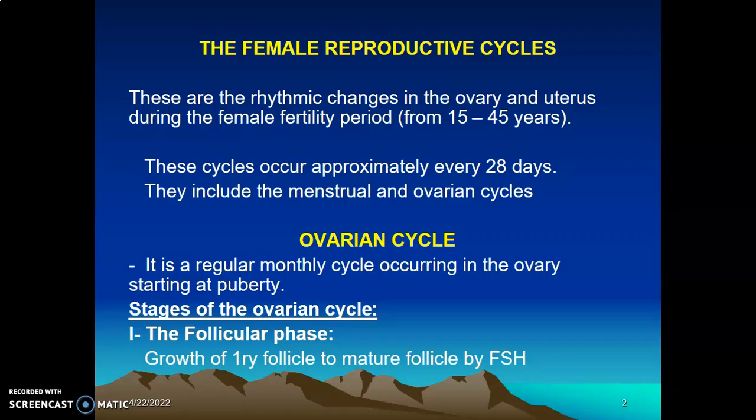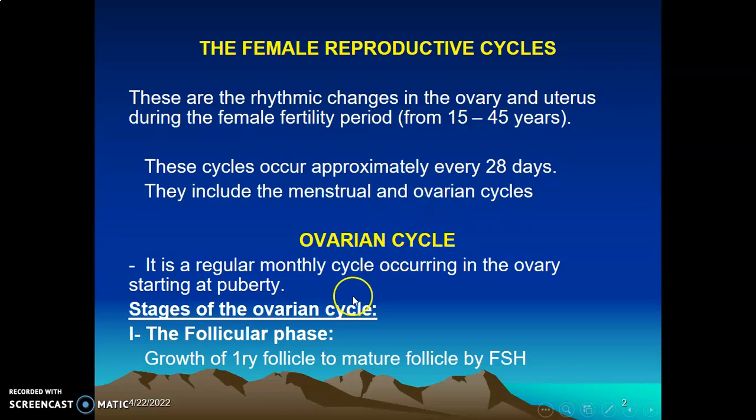So, you need to understand that the female reproductive cycle follows a rhythmic change that occurs in the ovary and also in the uterus during the time that a woman is fertile. That's between 15 to 45 years. The cycles occur approximately every 28 days, and you have two cycles: a menstrual cycle and an ovarian cycle.